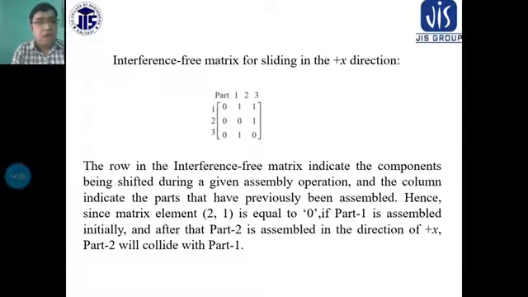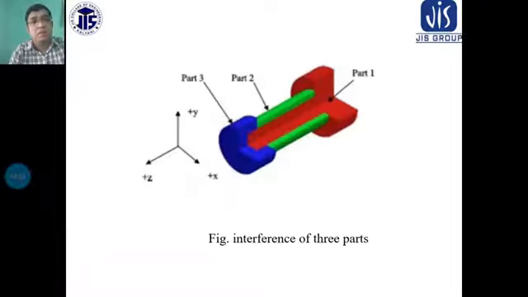operation, and the column indicates the parts that have previously been assembled. Suppose you have to consider the different components, that means the operations, and the column indicates the parts that have previously been assembled, and you can see this is like a figure where you have to assemble the interference of these three parts.